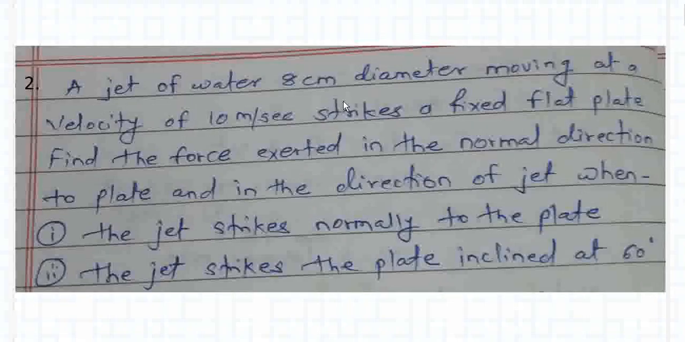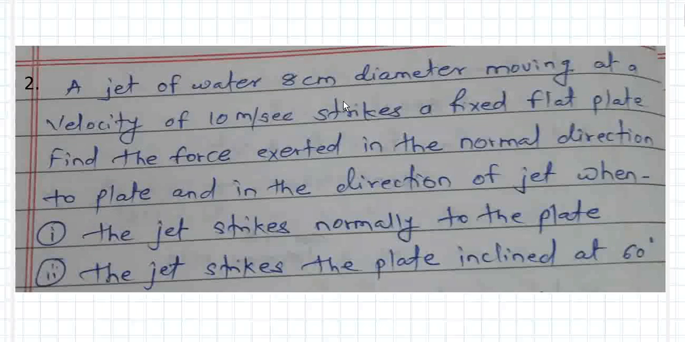So numerical 2: a jet of water 8 cm in diameter moving at a velocity of 10 meter per second strikes a fixed flat plate. Find the force exerted in the normal direction to the plate and in the direction of the jet. First, when the jet strikes normally to the plate. Second, when the jet strikes the plate inclined at 60 degrees. First of all, we understand the problem and then go further.